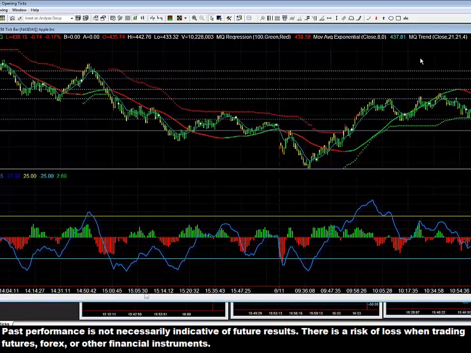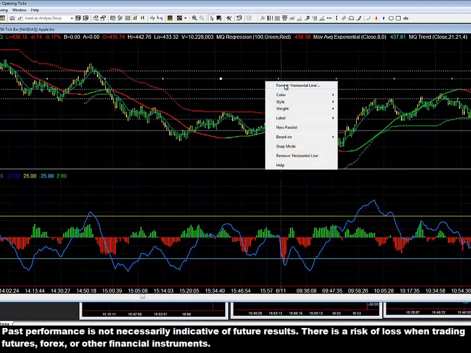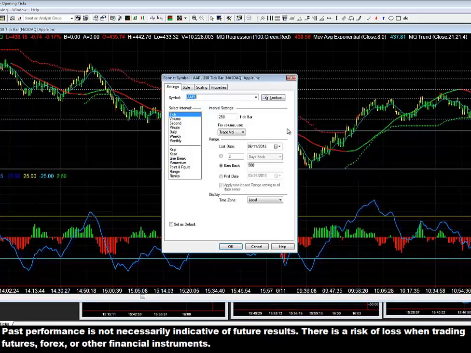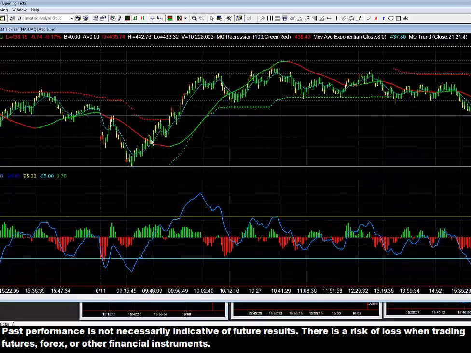Is it possible to use 233 and 512 ticks on TradeStation to correspond to TOS? Yes, you definitely can. I think you can just go back to here to Format Symbol and just change this to 233. I think you could do that. That's no problem. 512, that would be good too.